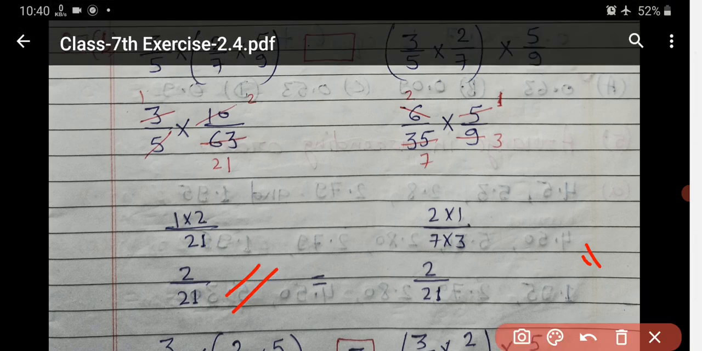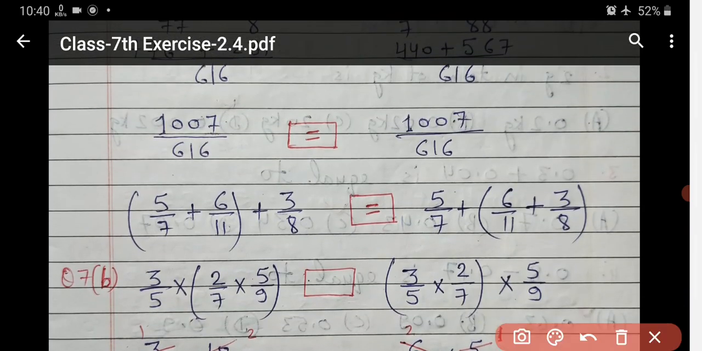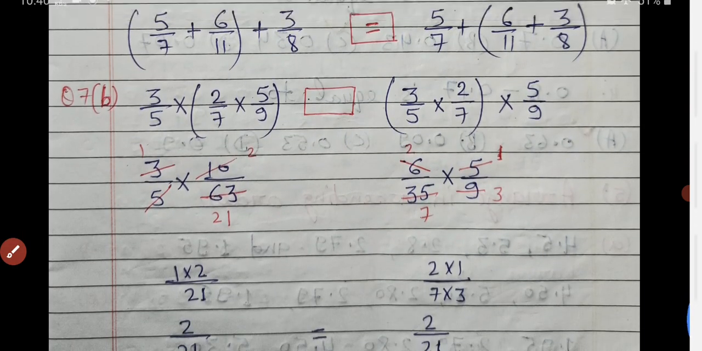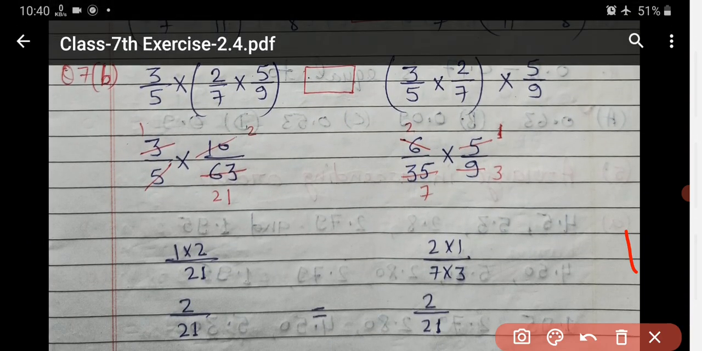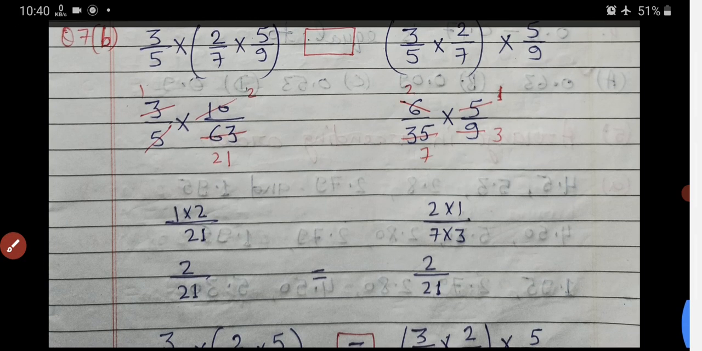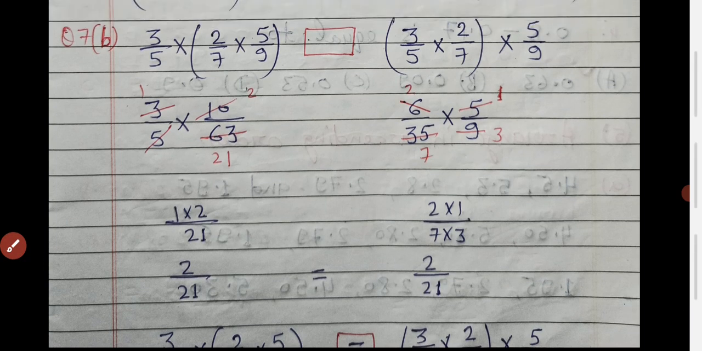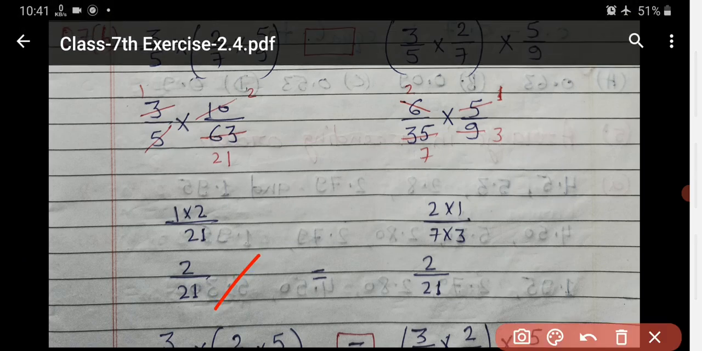Okay, now solving the other side. Now just look here. Now just multiply: 3 2s are 6, 5 7s are 35, into 5 by 9. Now just see: 5 1s are 5, 5 7s are 35, 3 2s are 6, 3 3s are 9. So what do you get here? 2 multiply 1, you get 2, 7 3s are 21. So what do you get here? 2 upon 21. Here also you get 2 upon 21.